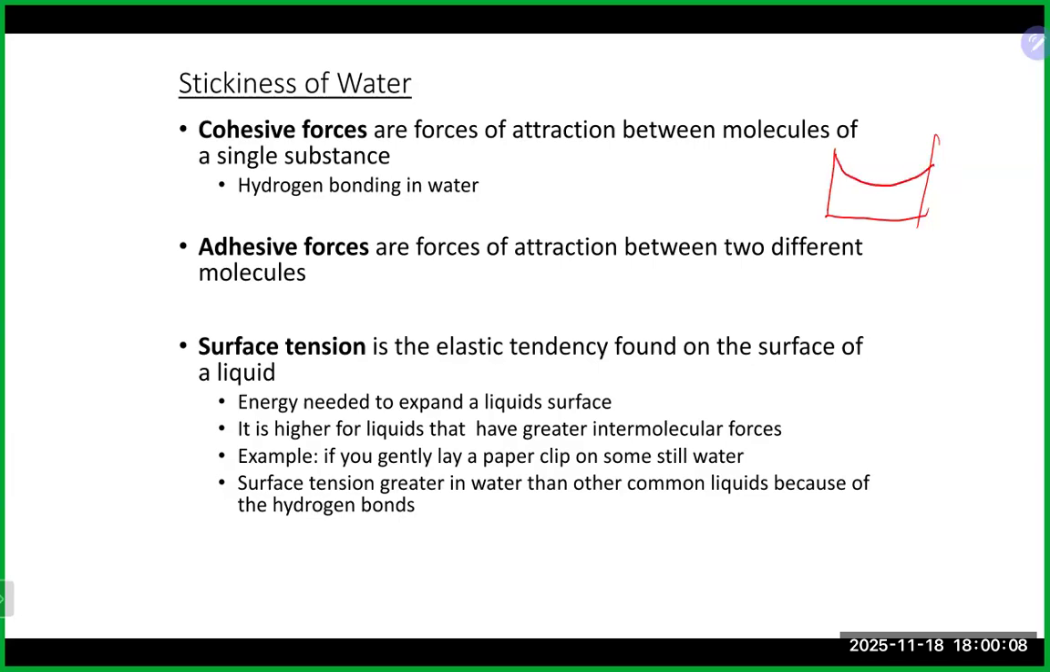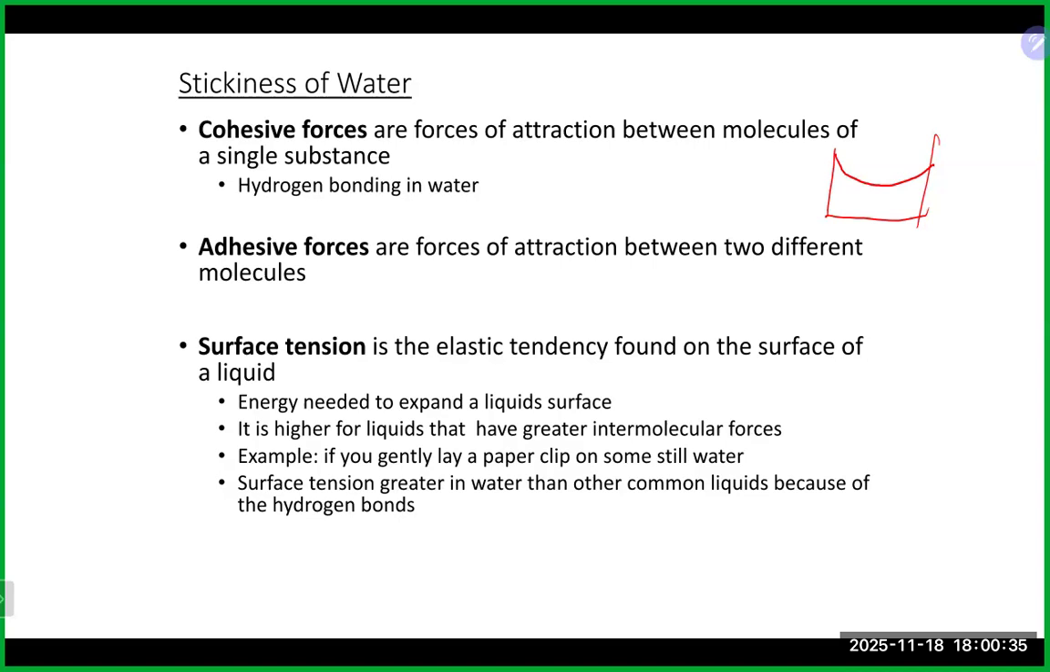And that's because the attractive forces between the liquid and the glass container may be higher than the attractive forces between the liquid and itself. And that causes a little meniscus to sort of happen. Surface tension is the elasticity that's found on the surface of a liquid. Energy is needed to expand the liquid's surface. It is higher in liquids that have greater intermolecular forces.